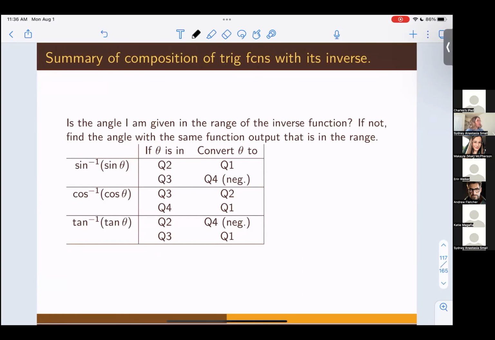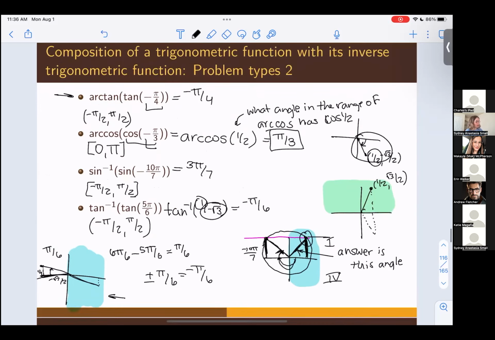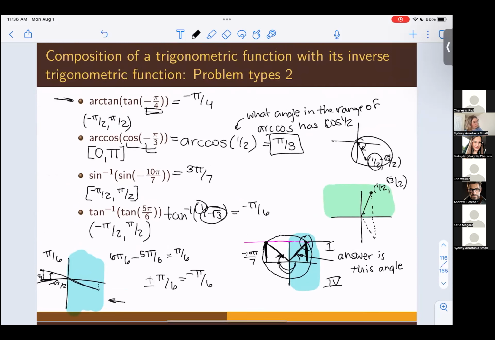When we're solving these problems, there's a couple questions we want to ask ourselves. First, we want to check, is the angle I am given in the range of the inverse function? So that check was basically up here when we were like, okay, negative pi over 4, is that in this range right here? If it is, cool, they just unwrap each other and we're done. If it's not, we have to do some conversion. Is this angle here in the range of my function? Yes, no, no. Okay, we have to do a little extra work.